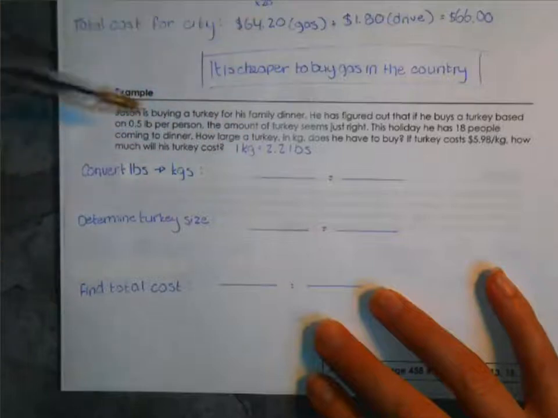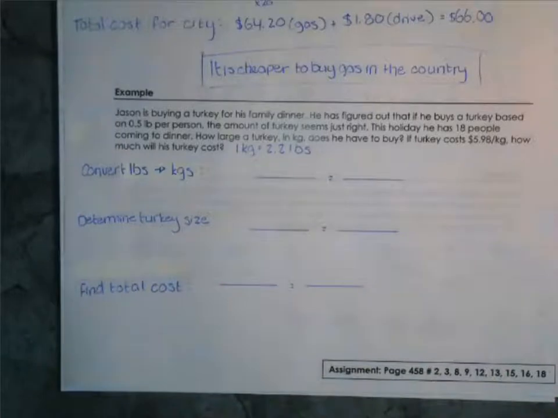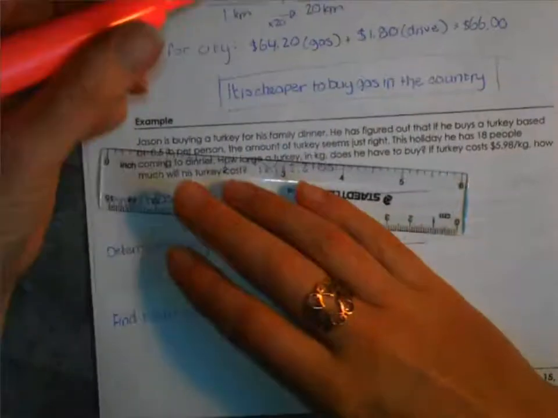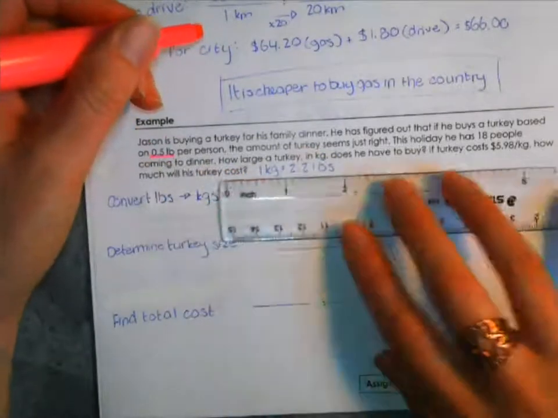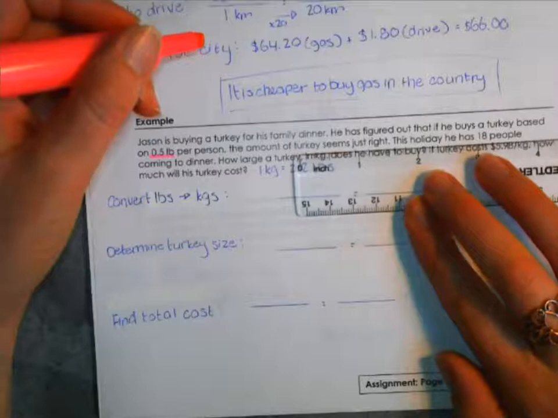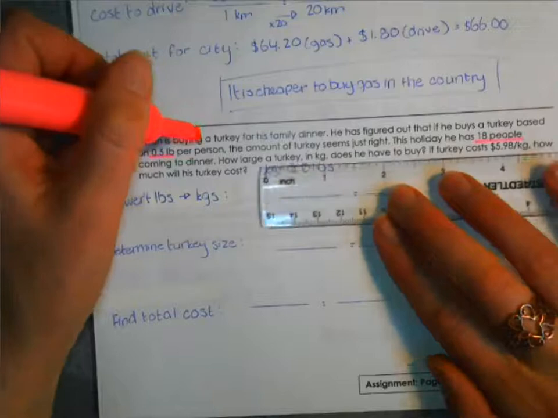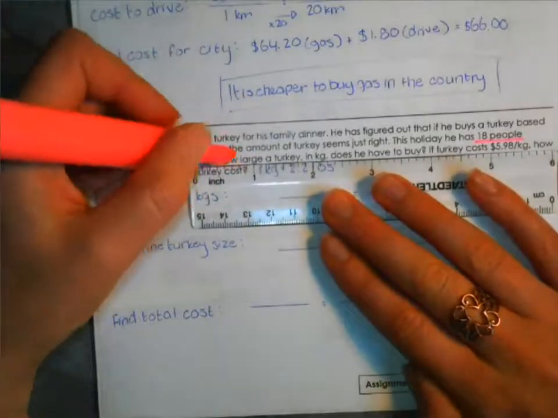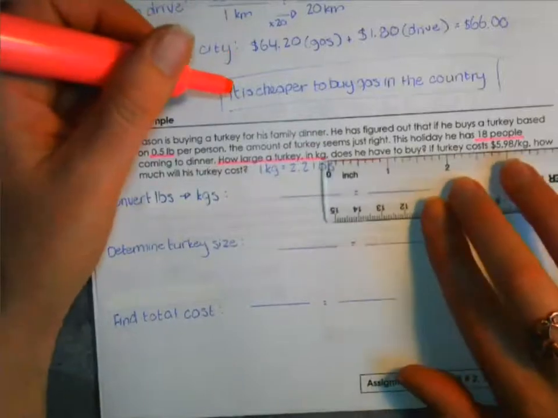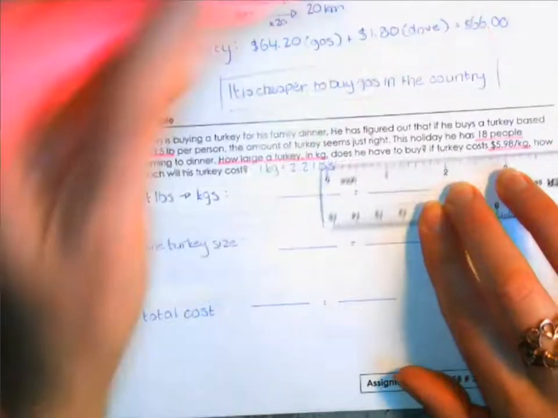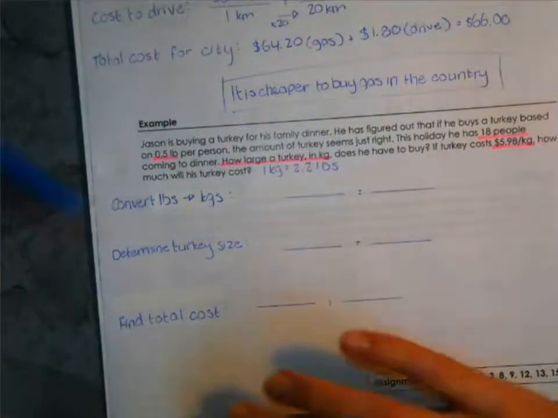So, first of all, we're told the amount of turkey that he wants per person in pounds. And if you remember from our last lesson, we always want to make sure that we have our amounts correct. We know that there's 18 people going to be there. And we want to know how large of a turkey in kilograms. Okay. Because we are given the cost in kilograms. So that's probably why he wants to do the conversion.